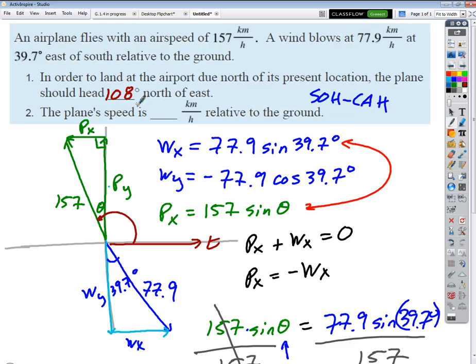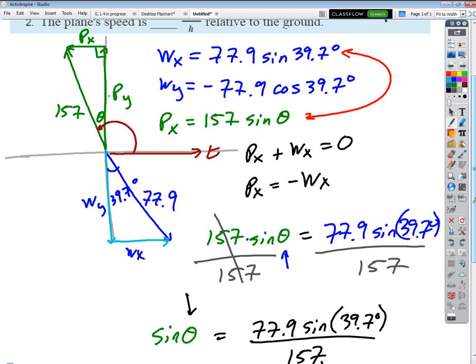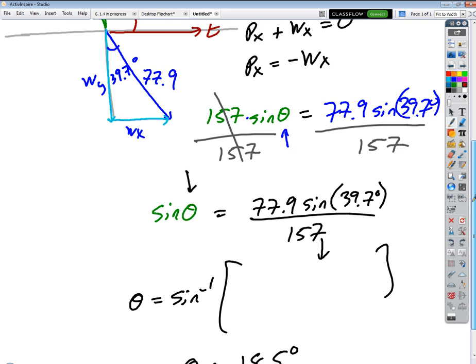Okay. Now what about the plane speed relative to the ground? How are we going to find the plane speed, given that we now know what theta is? We add up the y components. We've got the y component of the wind. We need the y of the airplane. How are we going to find that based on this picture? Use the x. You can do adjacent, cosine.